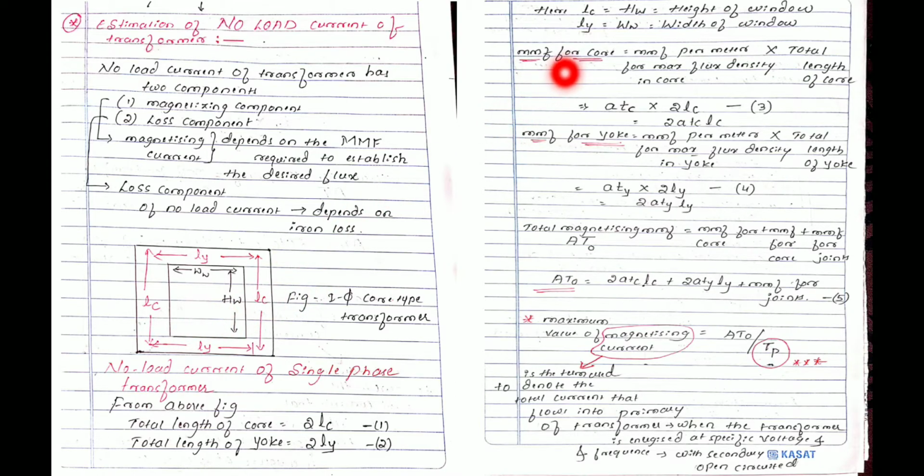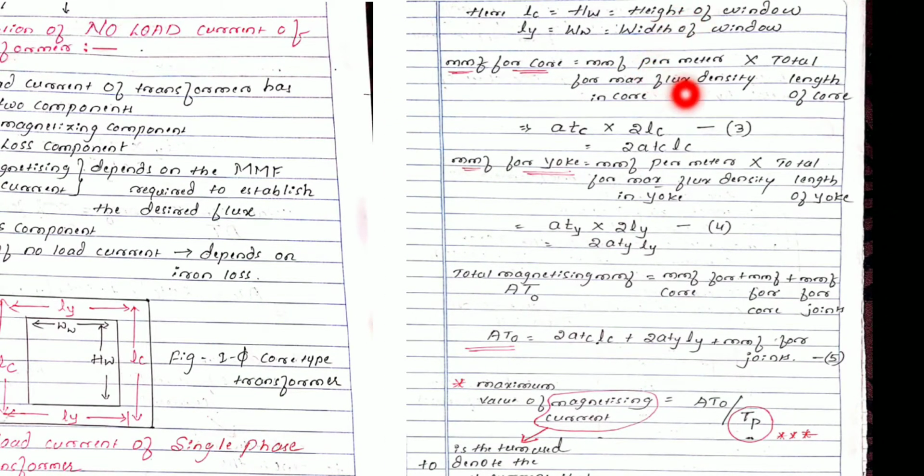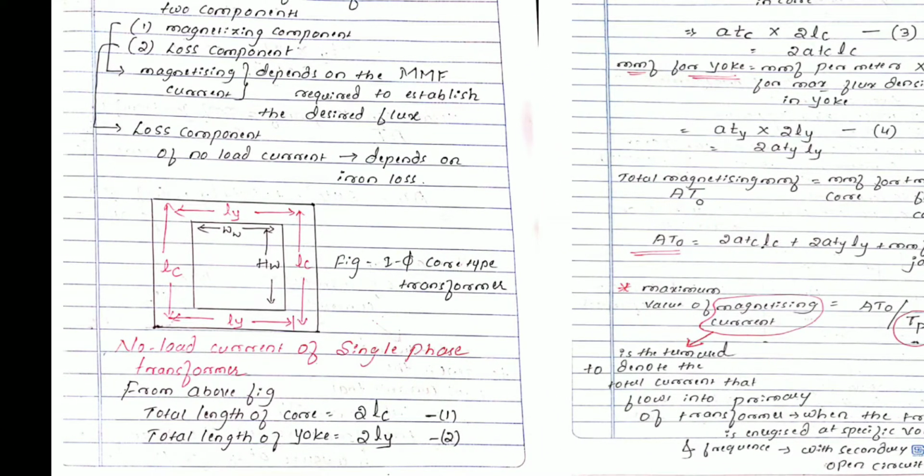To determine the magnetizing current, which depends upon the MMF, I am going to determine the MMF with respect to the core as well as the yoke section. The first one is MMF of core. MMF of core will be the product of MMF per meter for a maximum flux density in the core into the total length of the core. MMF means ampere turns: small a, ampere, T for turns, C stands for core. So it is ATC, ampere turns in the core, into the total length of the core, which is 2LC.